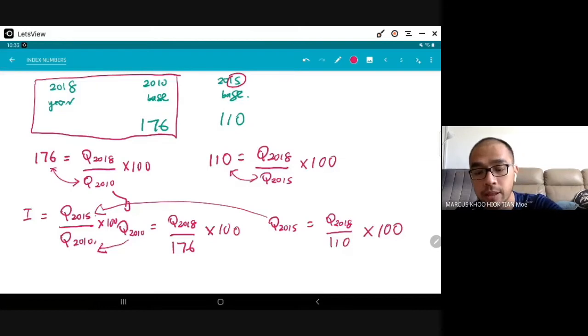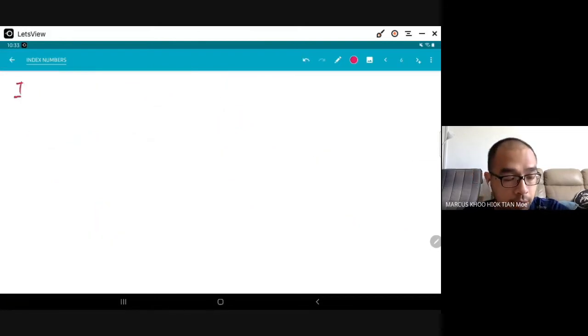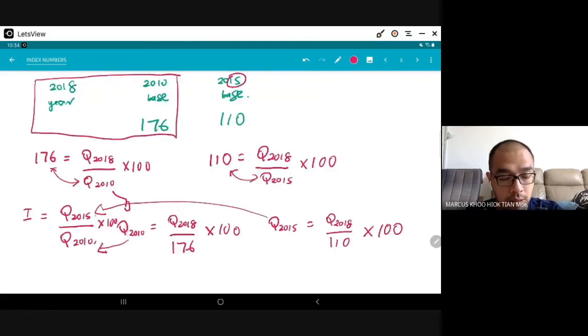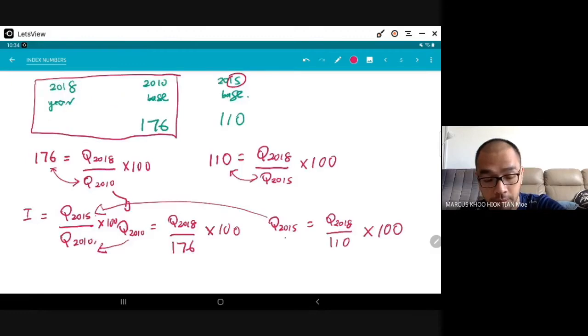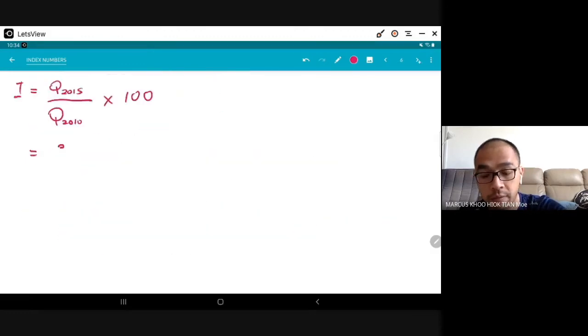Oh, very complicated this. Sorry, let me write this again. I equals Q 2015 over Q 2010 times 100. This is what we want to count. So Q 2010 is 2018 over 176, and Q 2015 is 2018 over 110. So I put it all in first. Q 2015 is 2018 over 110, times 100.